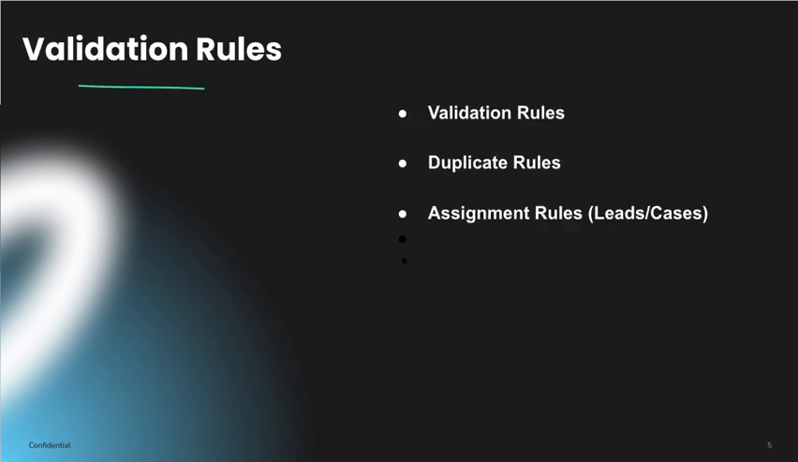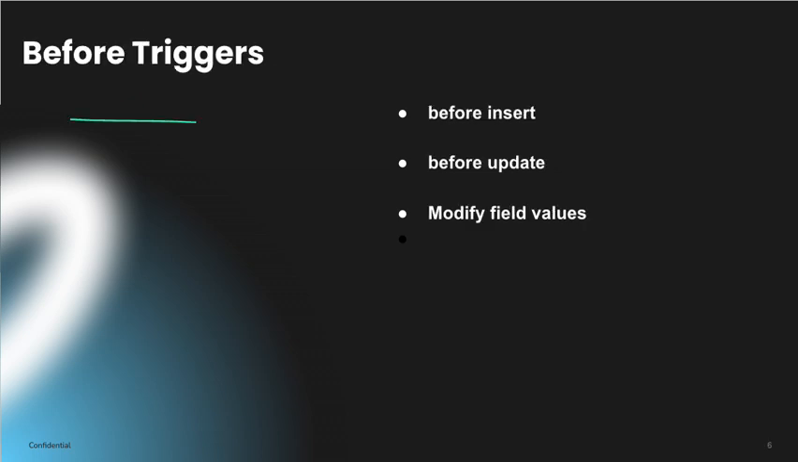Moving on, let's look at validation rules, where most saves actually fail. Salesforce evaluates validation rules and duplicate checks. If any rule fails, the entire save is blocked. No triggers, no flows. Once validations pass, Apex finally comes into play. Before triggers allow developers to update or enforce values before Salesforce writes anything to the database.